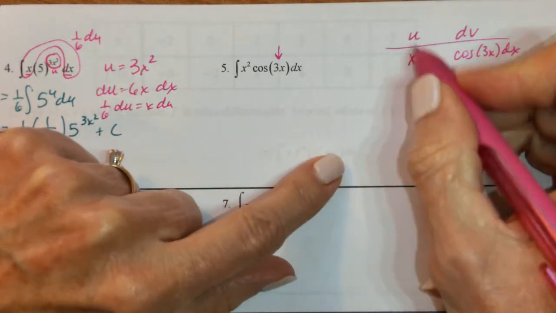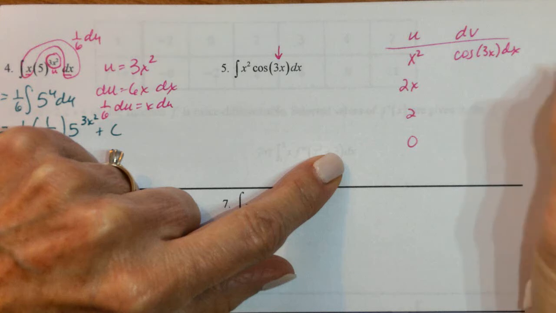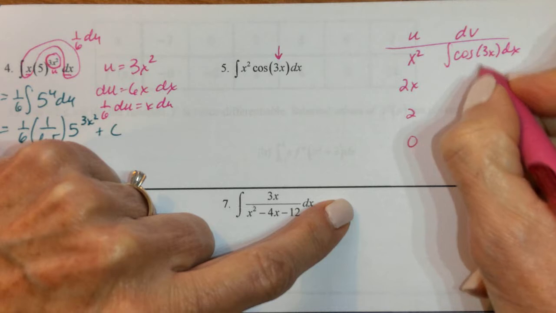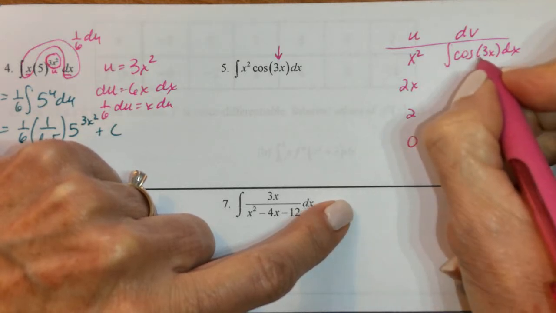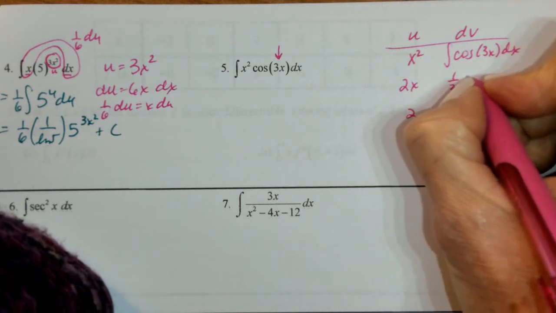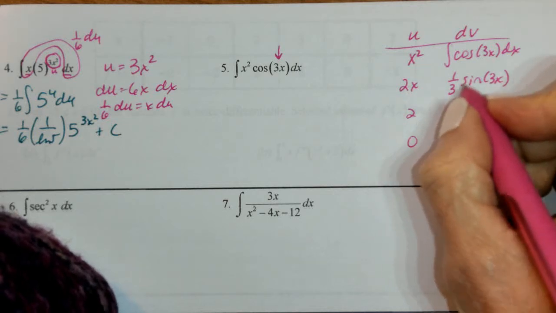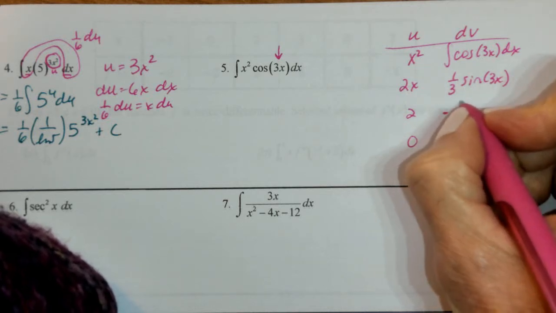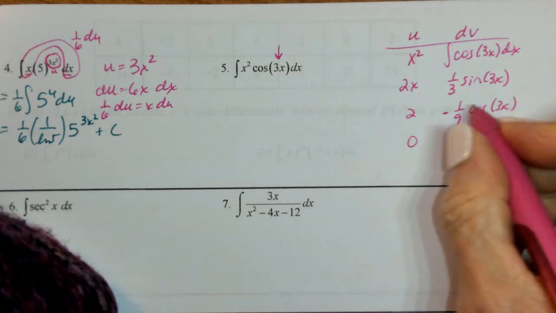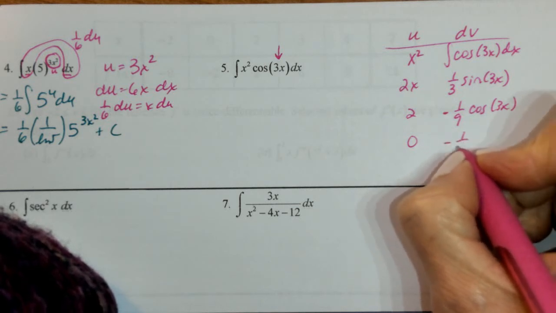I take the derivative of my u column until I get to 0. I take the integral of my dv column until I line up with the 0. So the integral of cosine of 3x is 1/3 sine of 3x. Take the integral again. The integral of 1/3 sine of 3x will be a negative 1/9 cosine of 3x.